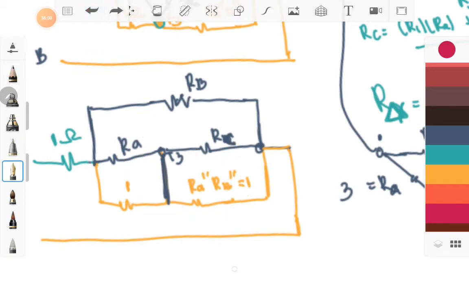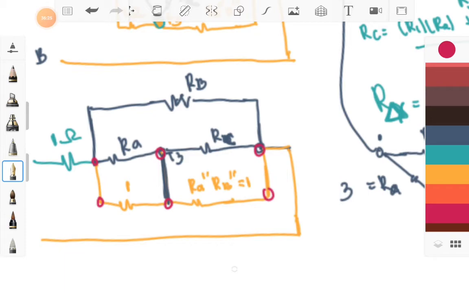Basically, their nodes are connected. Their two terminals are directly connected. So therefore, I may say that my RA is in parallel with 1 ohm and my RC is in parallel with my RB. But they are not in series, sir. Actually, they are not in series.